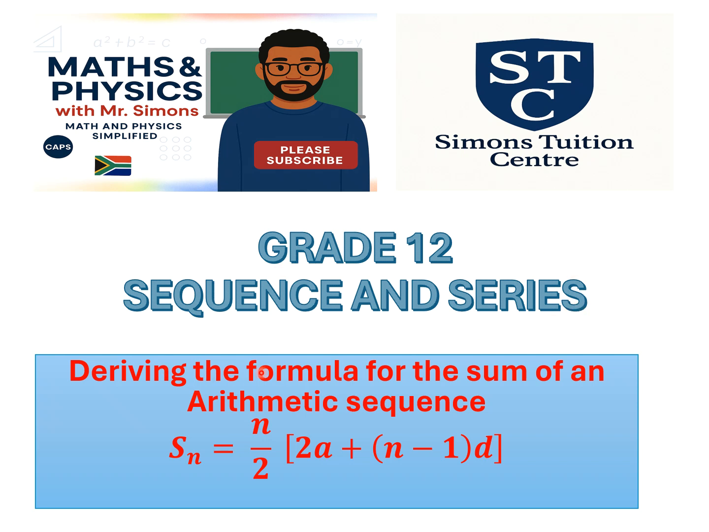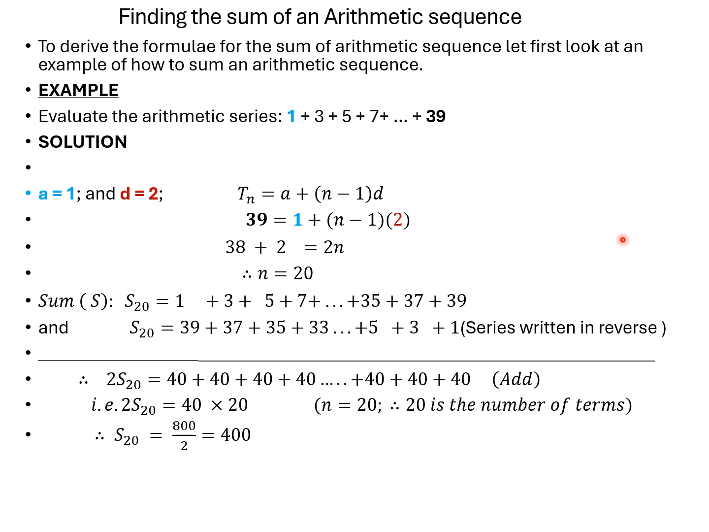Today's lesson on sequences and series, grade 12. We will be deriving the formula to work out the sum of an arithmetic sequence, right? The formula looks as follows: Sn, the sum of n terms, equals n over 2, times 2a plus n minus 1 times d. So we're going to work through calculations to see if we can get to the formula. So, finding the sum of an arithmetic sequence.